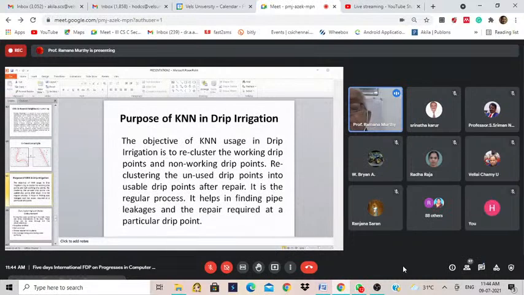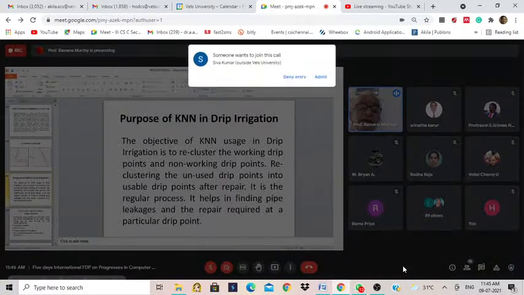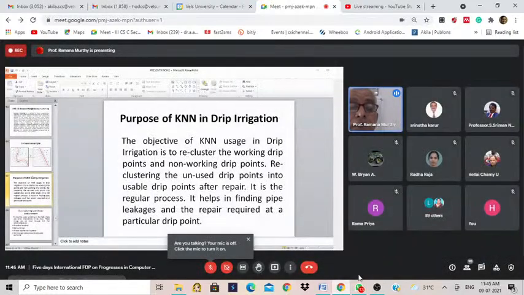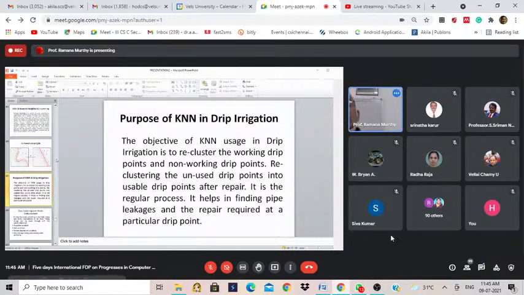The objective of the KNN in a drip irrigation system is to recluster the working drip points and non-working drip points, and to recluster the unused drip points into usable drip points after repair. It is a regular process. It helps in finding pipe leakages and the repair required at a particular drip point. So the purpose of KNN in drip irrigation is only reclustering.